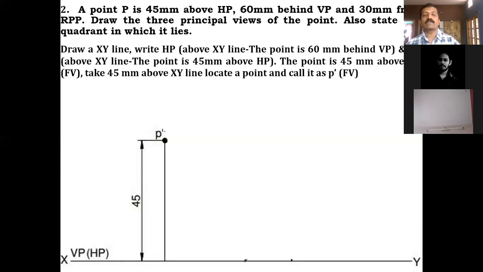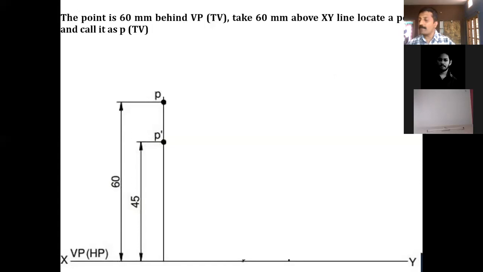Now the second sentence you can write: 60 millimeter behind VP. Behind VP in the sense it is the top view information. Behind VP means above the XY line I have to draw while drawing the projection. Take 60 millimeter above the XY line, draw a horizontal projector line, and since P dash is already marked, draw a vertical projector from P dash. Wherever it meets the 60 millimeter line, you call that one more point and mark it as P, and this is nothing but your top view. Both front view and top view are completed.